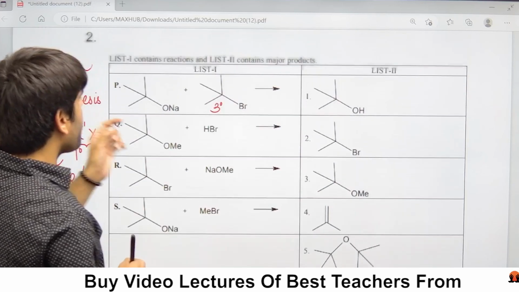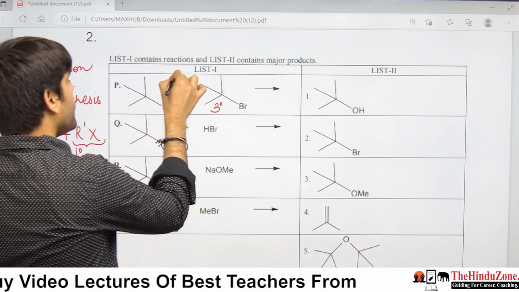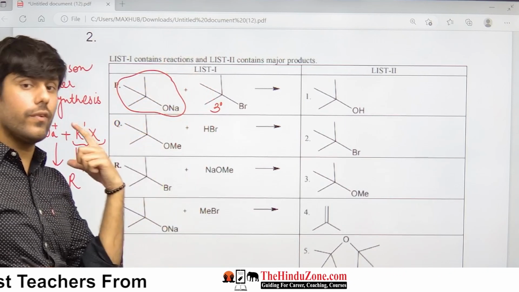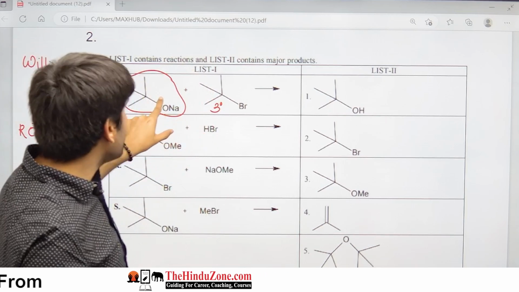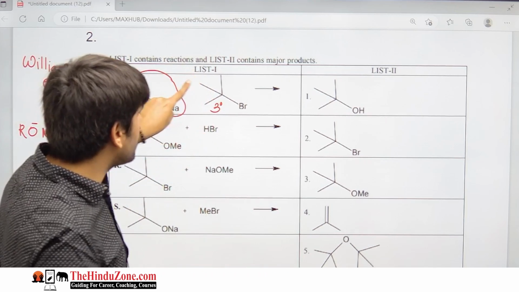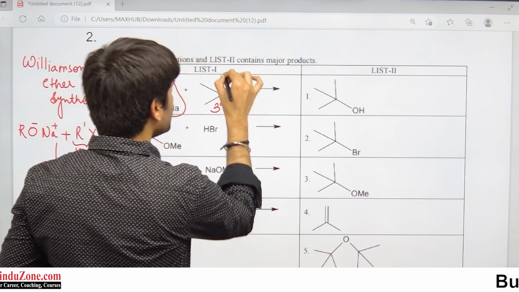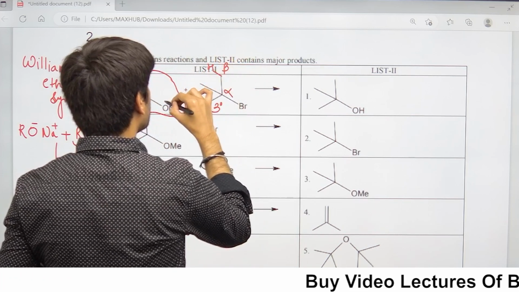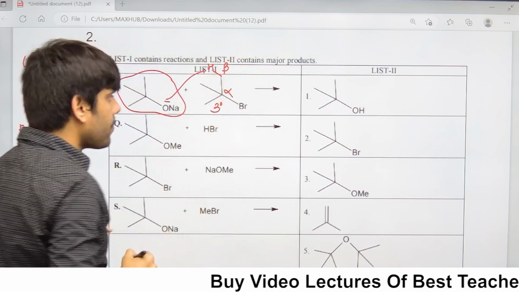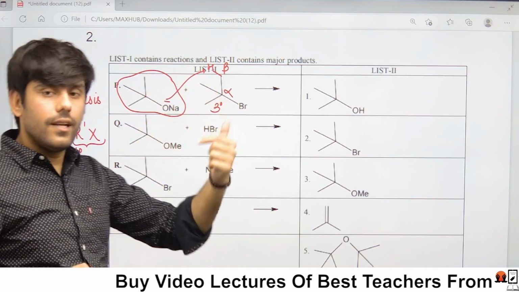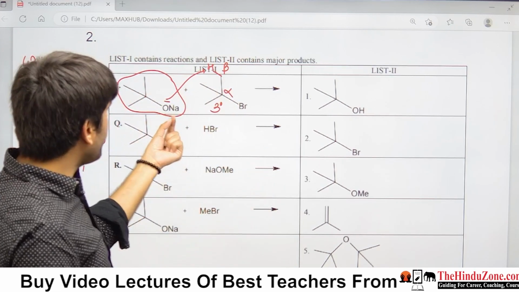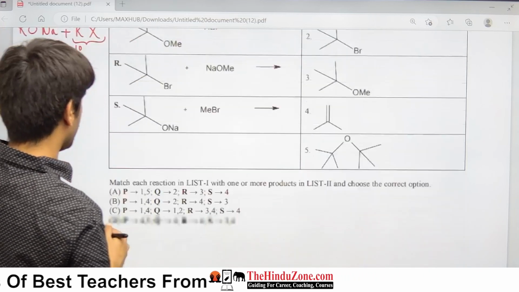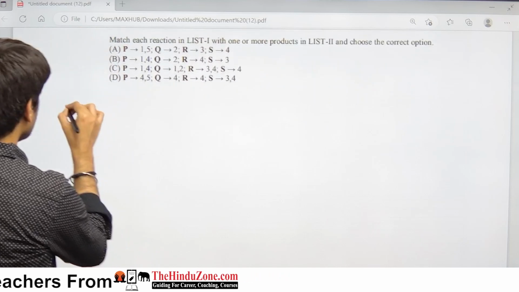So here in the first one, this moiety is not acting as a nucleophile. It will act as a base, and hence it will abstract this. You know that this is your alpha carbon, this is the beta carbon, and at beta I have this H, so it will abstract this H, and hence there is a dehydrohalogenation, and we end up getting a product something like 4.